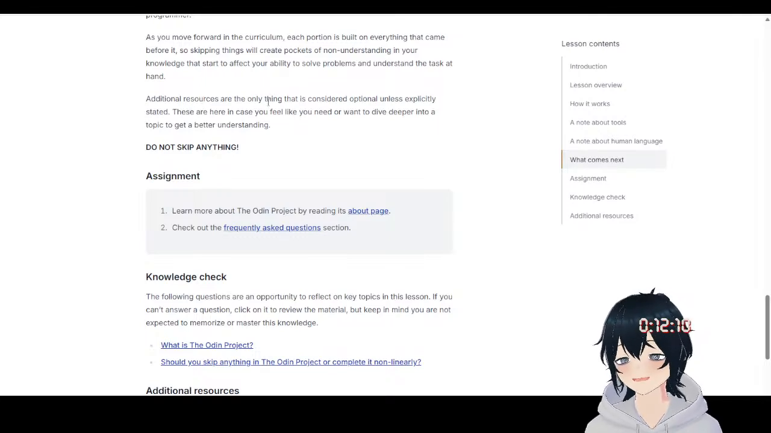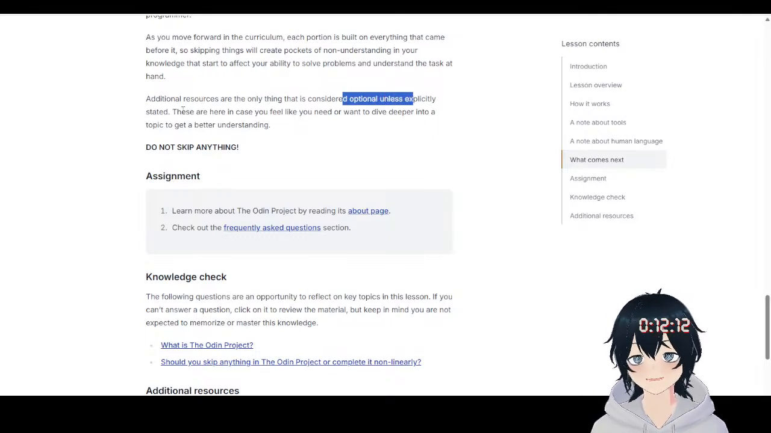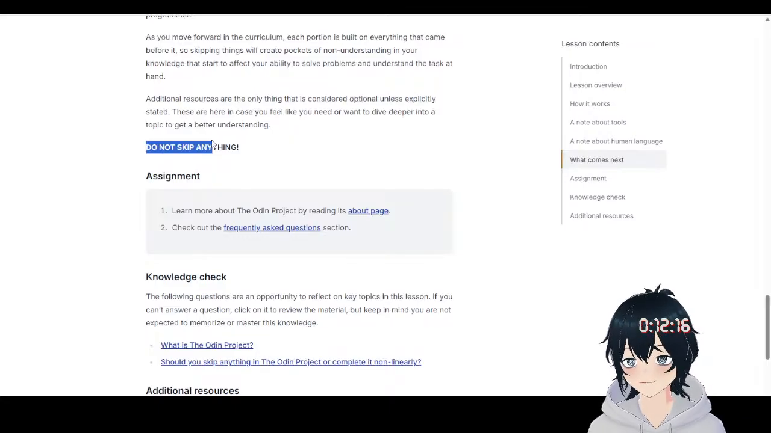Additional resources are the only thing that is considered optional unless explicitly stated. Do not skip anything.